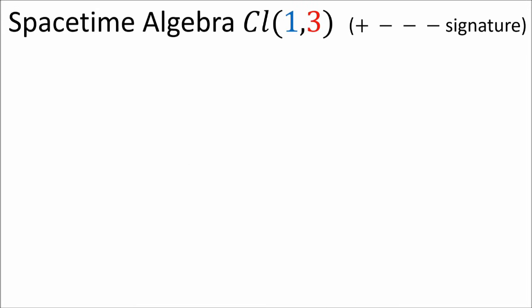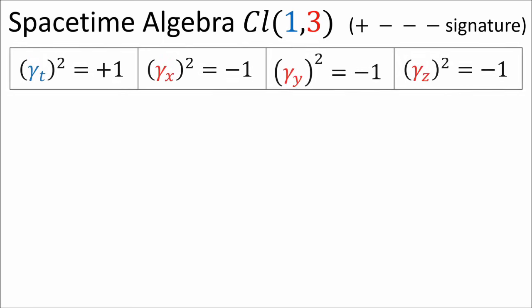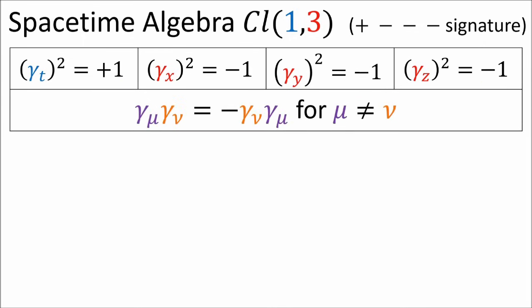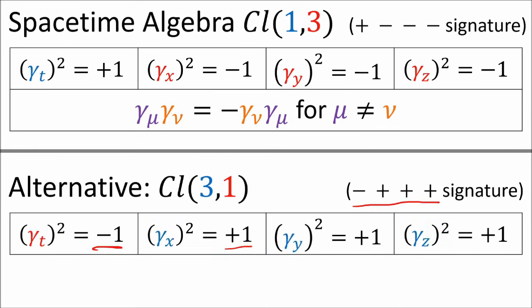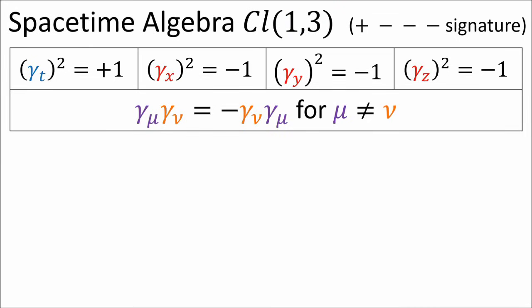Now let's look at spacetime, which has the Clifford algebra CL13. This has 1 dimension of time and 3 dimensions of space, given by the orthonormal basis vectors gamma t, gamma x, gamma y, and gamma z. According to the plus minus minus minus metric, the time basis vector squares to +1, and each of the space basis vectors square to -1, and the basis vectors anti-commute with each other. We could also choose to work in CL31 if we wanted, which uses the mostly plus metric convention. But for this video, I'm going to work in CL13, which has the mostly minus convention.